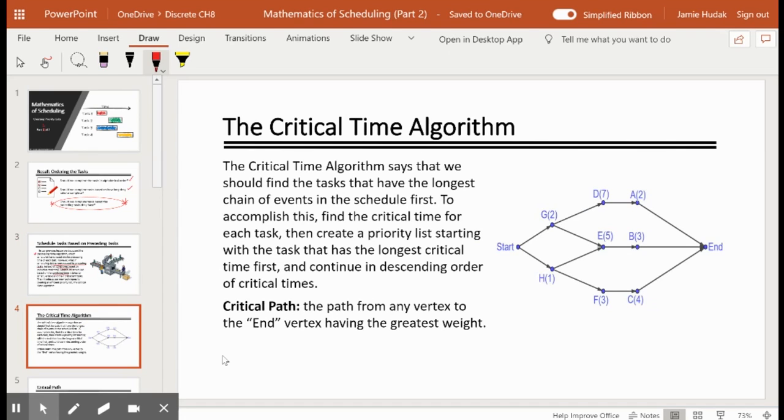So if we look at this graph, we want to start this conversation of critical time by looking at something called the critical path. The critical path from any vertex to the end vertex is the path that has the greatest weight. So if we look at vertex G, we see that vertex G has two different paths to get to the end vertex. We have this first path up here, and then we have a second path down here. So we want to look at the path that has the most weight.